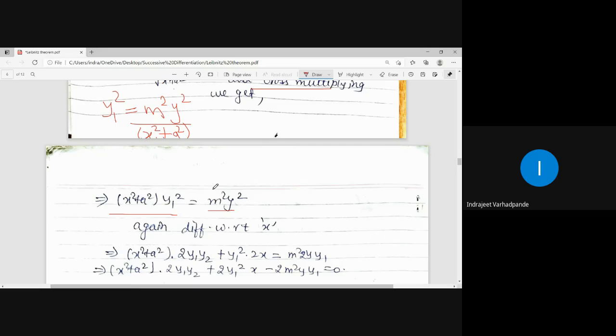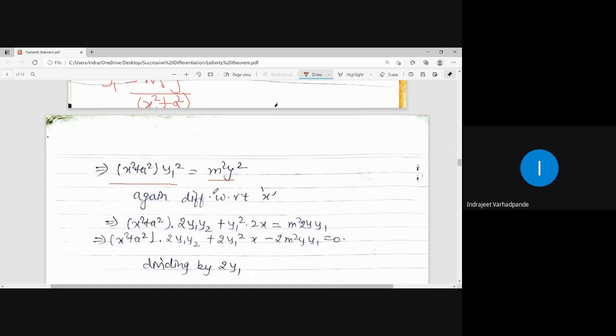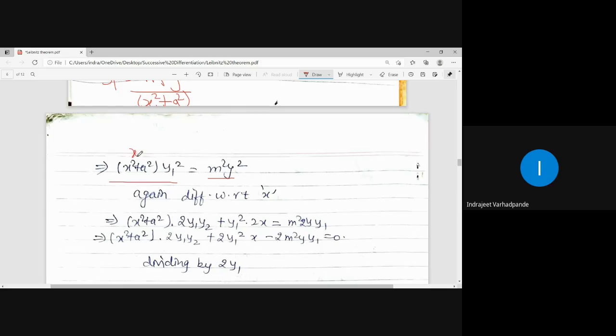Till now, in which term have I brought it? Only in y1. So I have to convert it in such a manner that you get y2, and for that we have to differentiate it again. So this is a term of x, this is also a term of x. Product rule will be applicable over here. So what does the product rule say? First into derivative of second plus second into derivative of first.